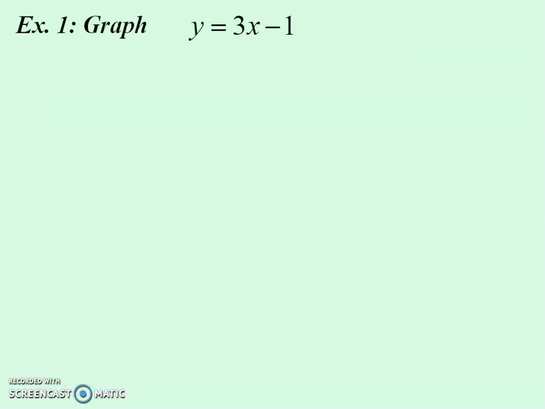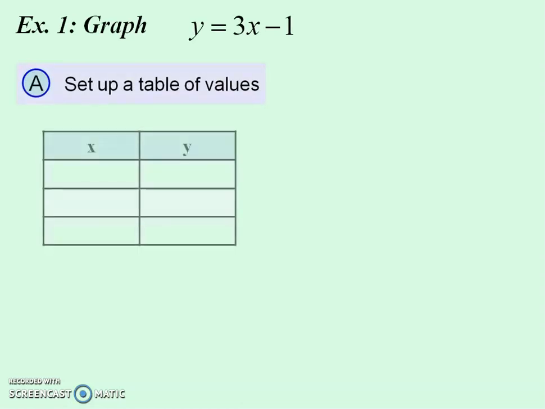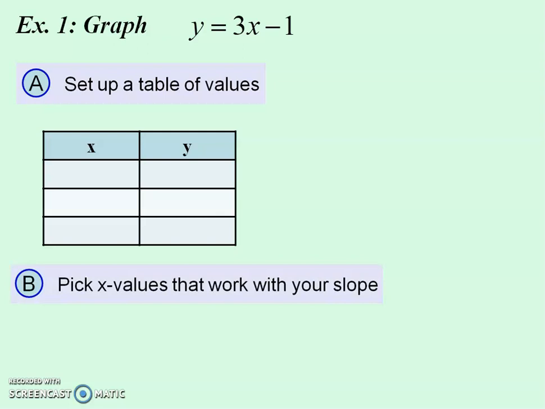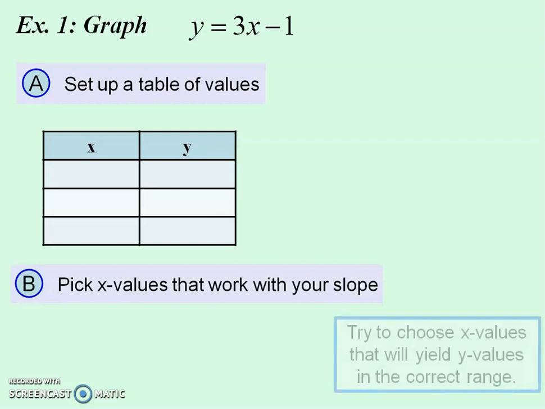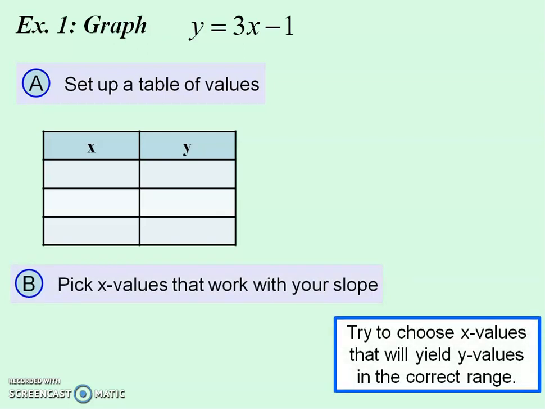So here's an example, and I'll show you how this works. Step A, or one, is to set up a table of values. That's a real easy one. Just put a little x and a little y in there, and you leave space for three different sets of numbers. Pick some x values that work with your slope. There are two things to consider here. One is you should pick x values that will yield y values in the correct range. So here's what I mean by that.